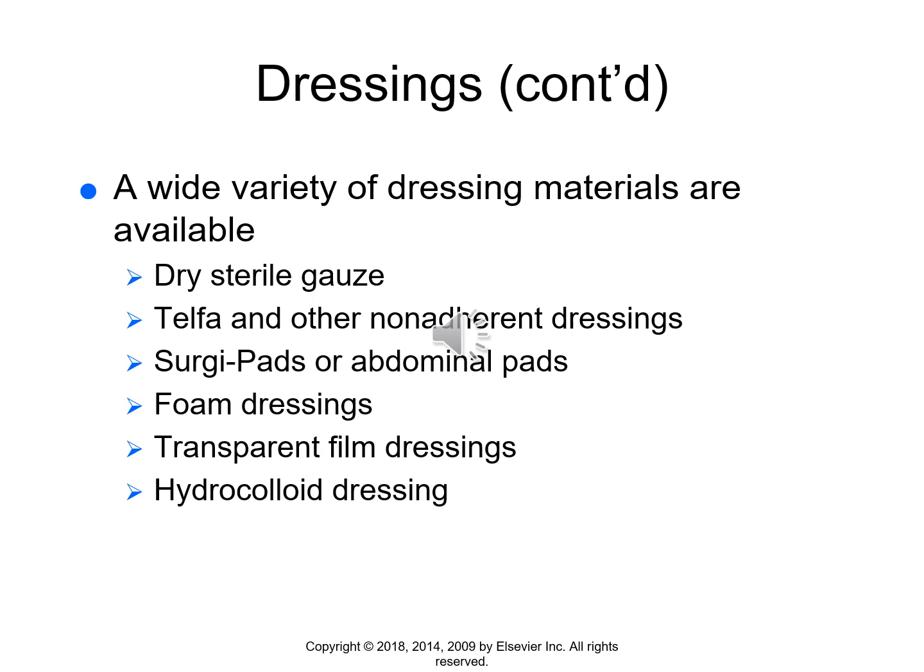So there's a wide variety of different types of dressings and materials that you can use. These are just a few. Obviously, your dry sterile gauze, a Telfa or some type of non-adherent dressing. If you need something that won't stick to the wound, then you might choose one of those. Your surgical or your ABD pads, the abdominal pads, those thicker pads. A foam dressing if you want to absorb drainage more. A transparent film dressing that can stay on for 3 to 7 days.